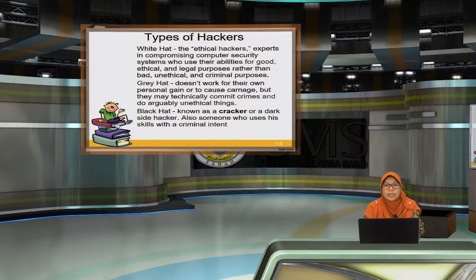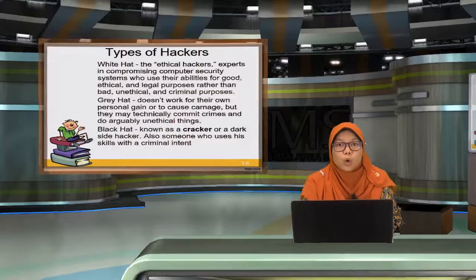And then the next type of hacker is grey hat. Grey hat doesn't work for their own personal gain or to cause carnage, but they may technically commit crimes and do arguably unethical things. And the last type of hacker is black hat, or we call it a cracker, or a dark side hacker. Also someone who uses his skills with criminal intent.